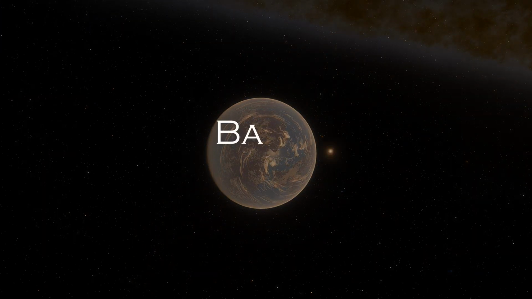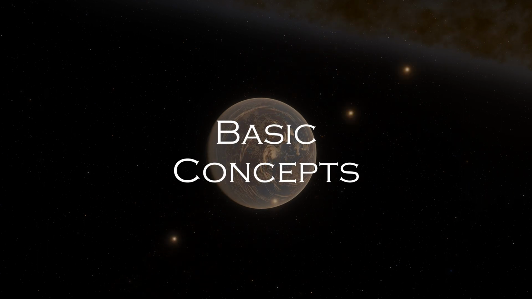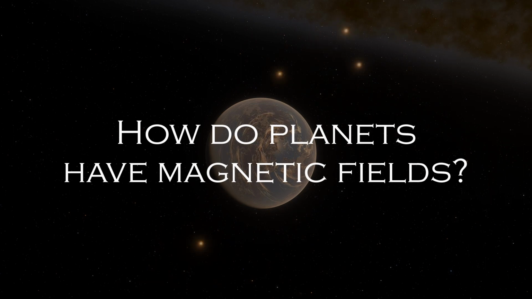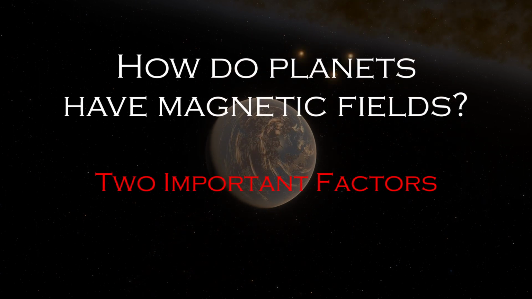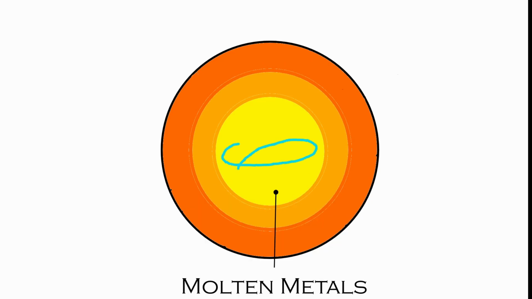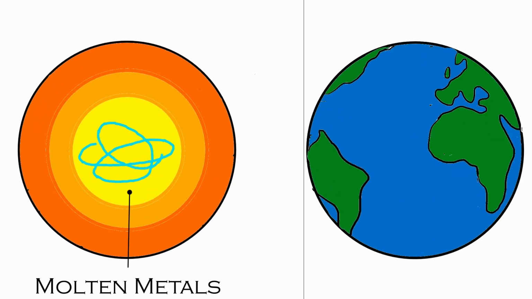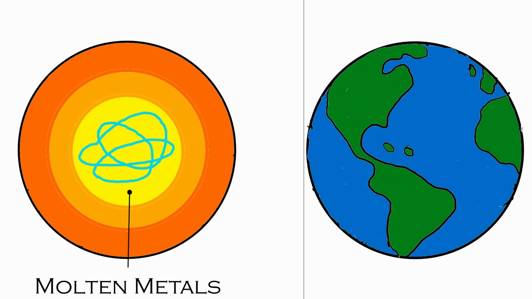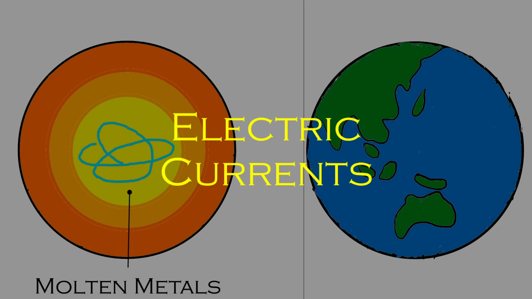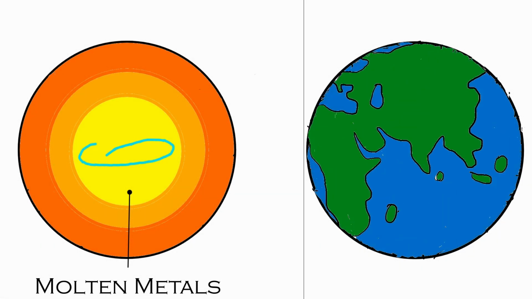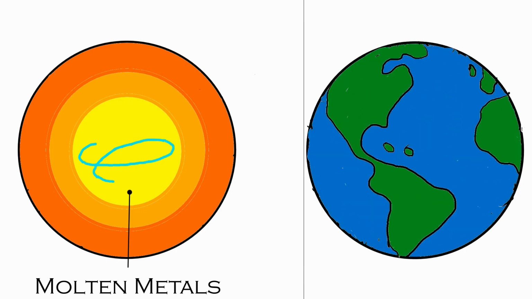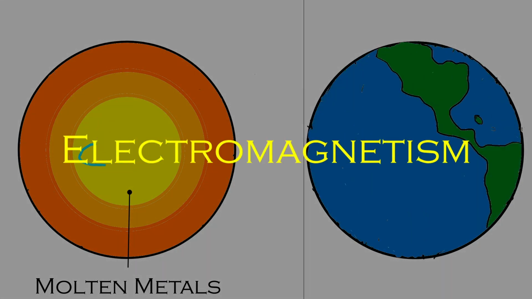Let's start with a few basic concepts that will help you appreciate this paper even more. Firstly, how do planets have magnetic fields? Well, two factors play an important role here. The presence of molten metals like iron and nickel in the planet's core and the planet's rotation. As the planet rotates about its axis, the molten metals swirl and generate electric currents. These electric currents, which are basically moving electric charges, generate the magnetic fields for the planet, a well-known phenomenon in the field of electromagnetism.